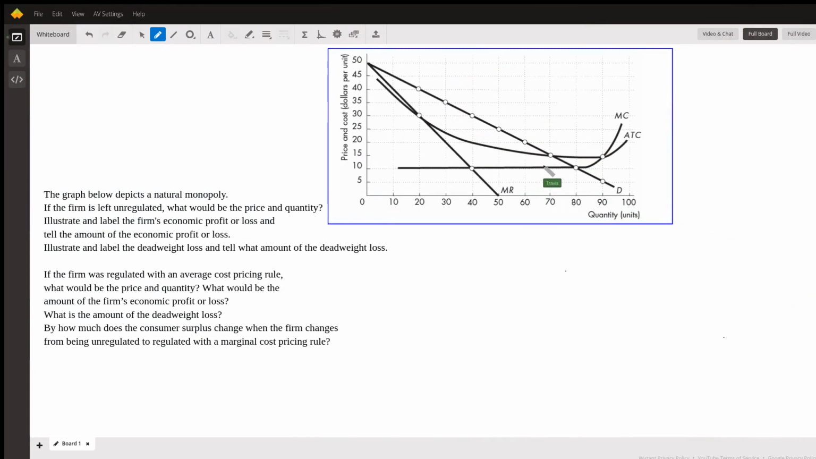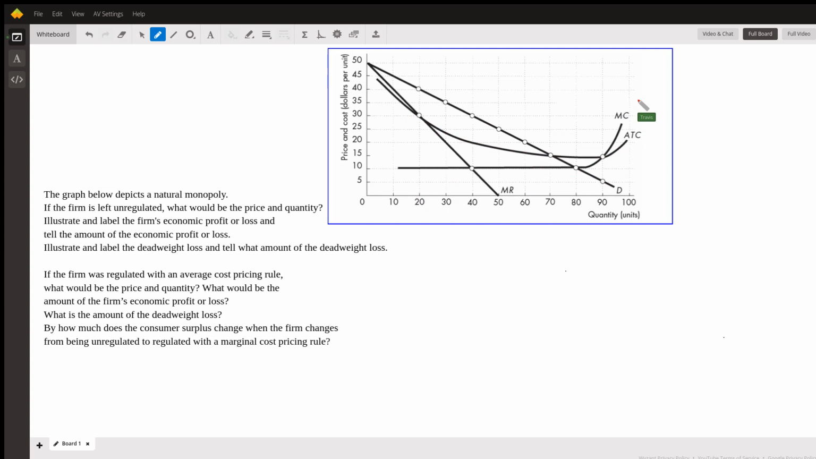In this video, we're thinking about a natural monopoly. Natural monopoly means that the average total cost is decreasing as we produce more. So that's this red line right here. Marginal cost is coming up there.